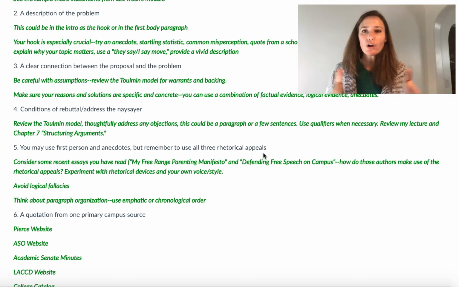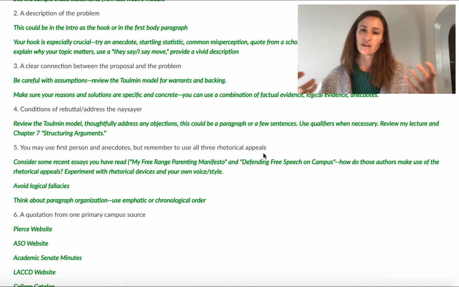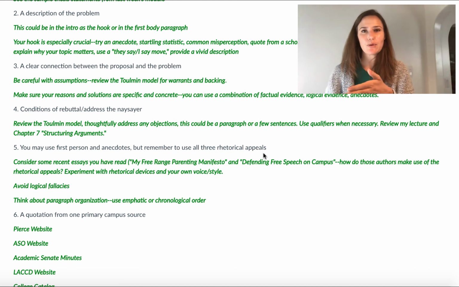Think about the order of your ideas. You might want to use emphatic order. That's when you save your most powerful example for last because you want to emphasize it the most. Or perhaps your examples follow chronological order, time order, or some other ordering device that makes sense, or another ordering structure that makes sense for you.